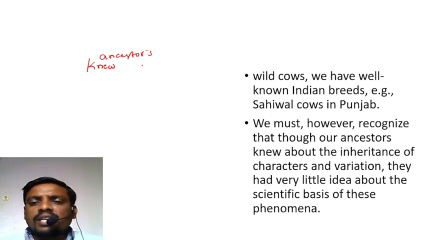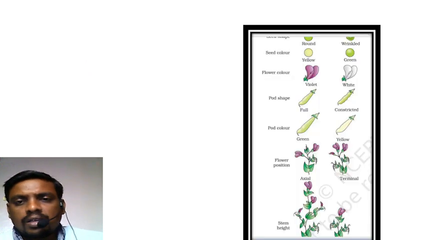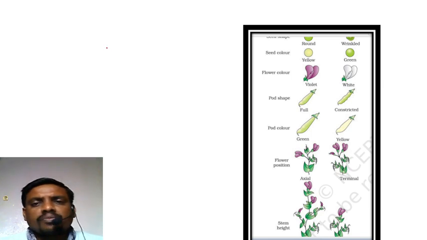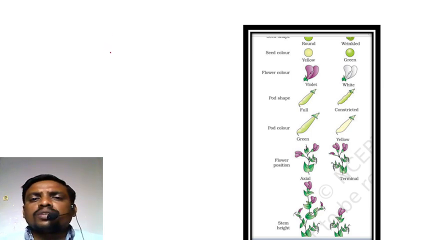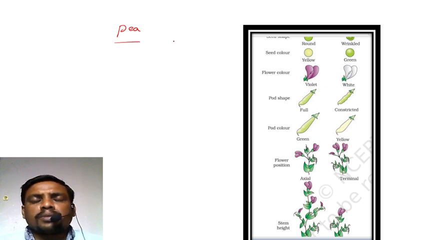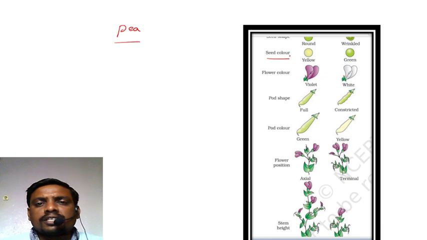They had very little idea about the scientific basis of this phenomenon. Now, here are some examples of variations that are commonly found in plants. I have selected Pisum sativum, that is a pea plant. The scientific name of a pea plant is Pisum sativum. Here I am taking seed color, seed shape, flower color, pod shape, pod color, flower position and stem height, etc.